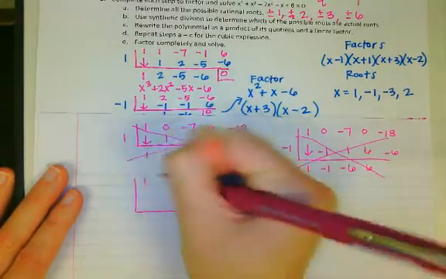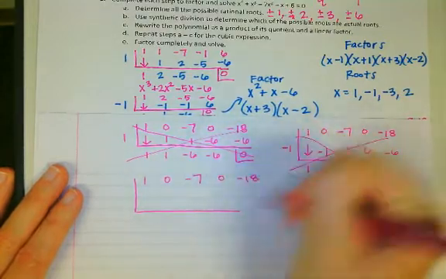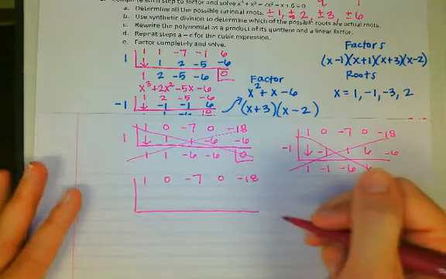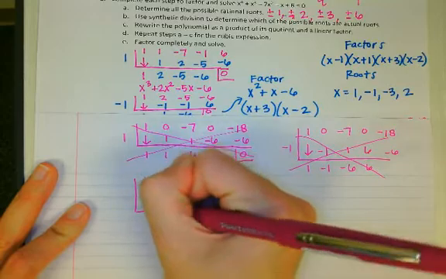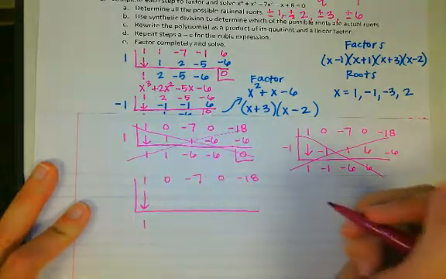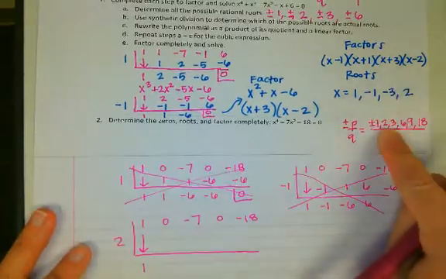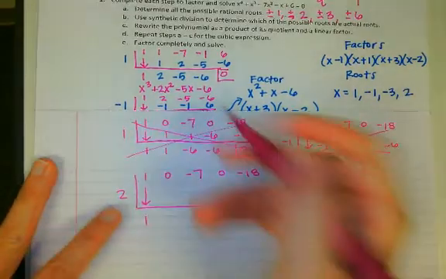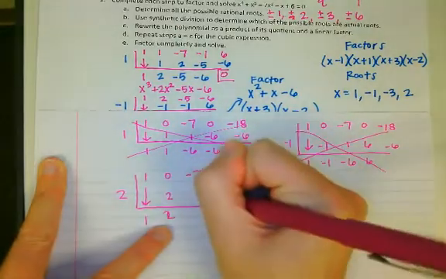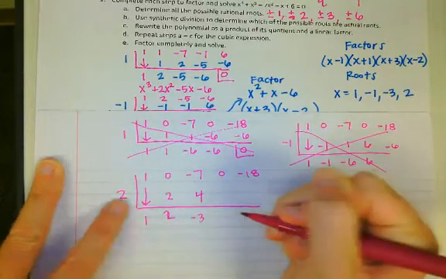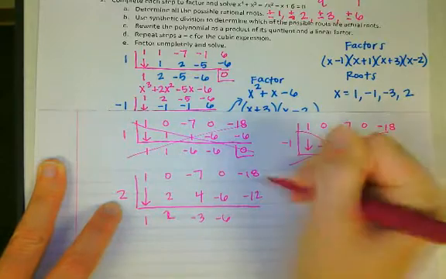This is the part that can be frustrating. Although on your test, I think there are only 2 problems where you have to do this. So it's not like the whole test will be this way. So I'm going to try 2 because that was one of the possibilities. 2 times 1, add straight down. 2 times 2, 2 times negative 3, and still a no-go.